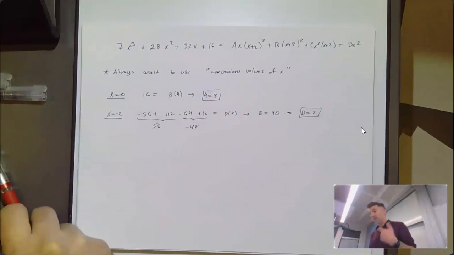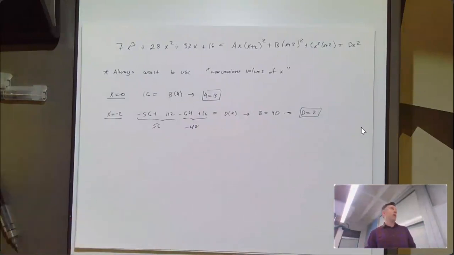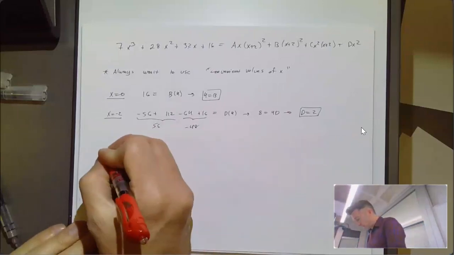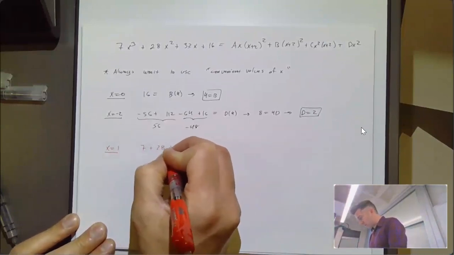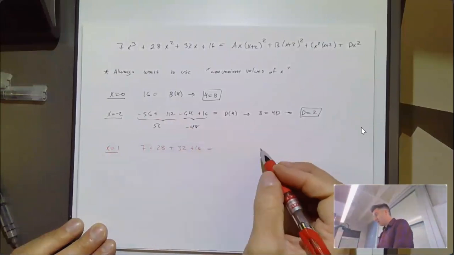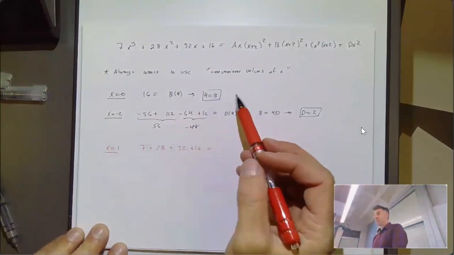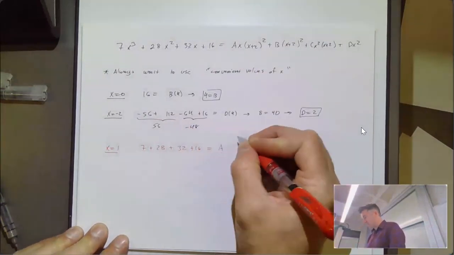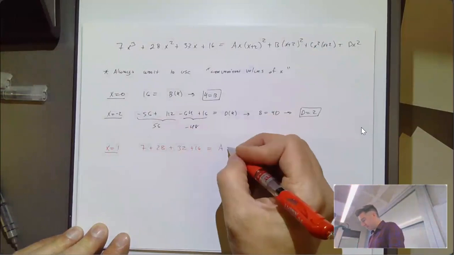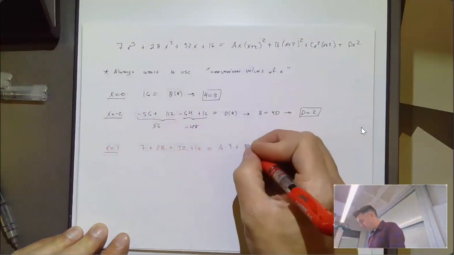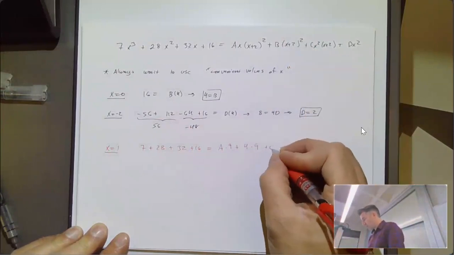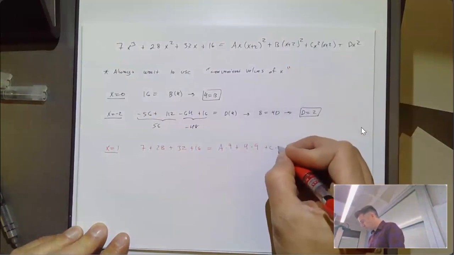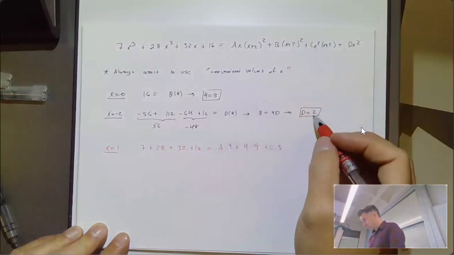So another option, instead of doing what we did, is to do the following. Pick easy values of x to plug in. Since things are kind of big here, you usually want to pick the smallest values of x that are easy. So I would pick x equal to 1. I get 7 plus 28 plus 32 plus 16 equal to, now you plug in your known values of b and d: a times 1 times 3 squared, so a times 9, plus b, which is 4, times 1 plus 2 squared, so that's also 9, plus c times 1 times 3, plus d, which we know is 2, times 1 squared.